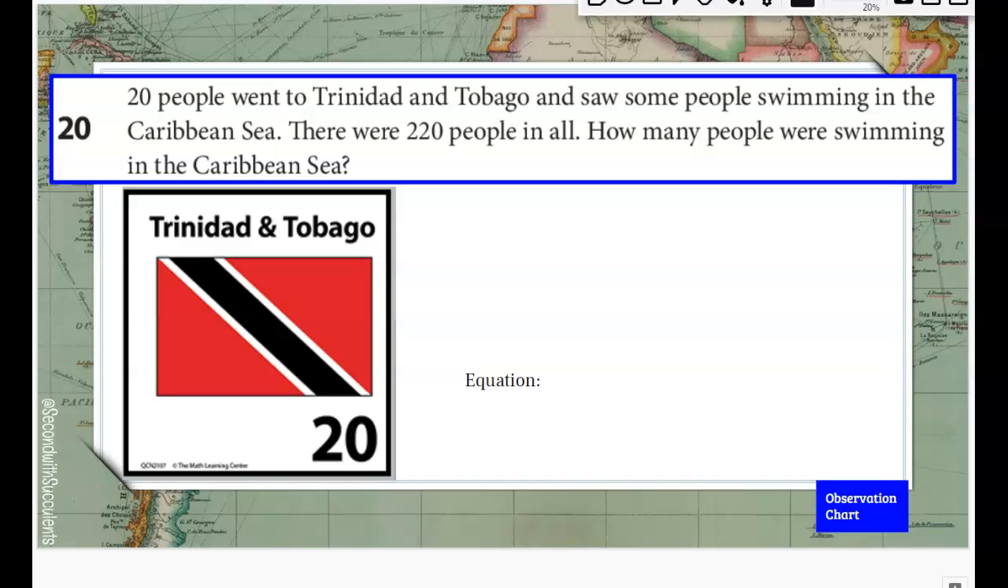20 people went to Trinidad and Tobago and saw some people swimming in the Caribbean Sea. There were 220 people in all. How many people were swimming in the Caribbean Sea?